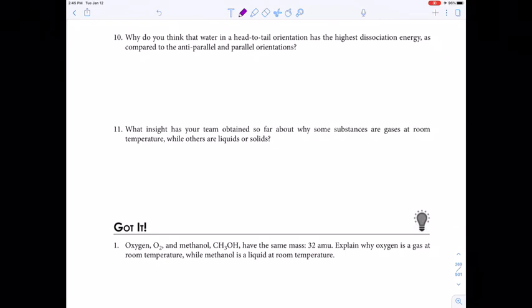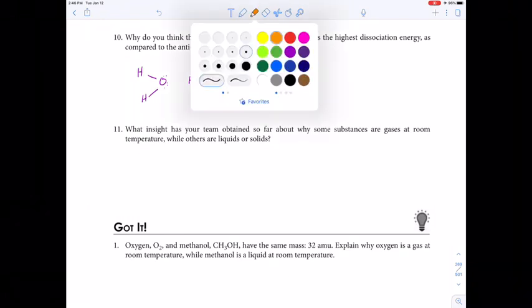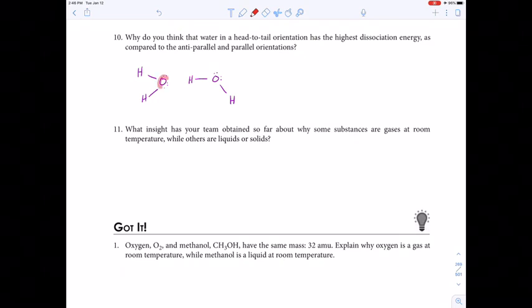Why do you think that water in a head-to-tail orientation has a higher dissociation as compared to the anti-parallel and the parallel orientations? Okay, so head to tail, let's look at that. In head to tail, we're going to have something that looks kind of like this. So we have, let's draw these in colors. We're going to have negative be the oxygens, and the positive ends are going to be the hydrogens.